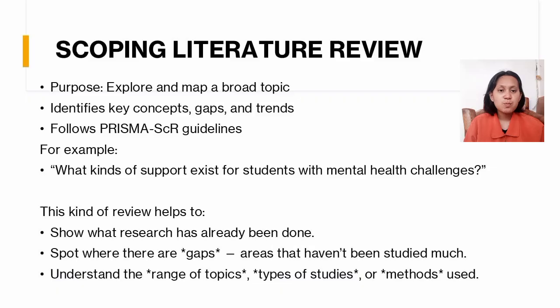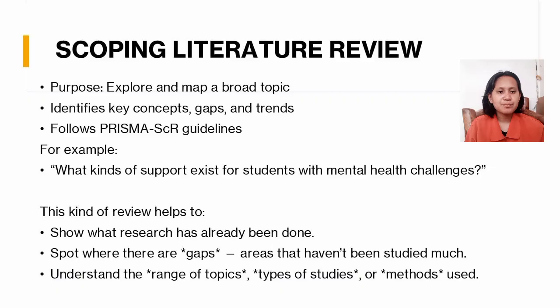Next, we have spot where there are gaps. Gaps, these are areas that haven't been studied much. So by systematically mapping the existing research, the review identifies the areas that are least explored or completely missing. So these gaps could be specific types of support, particular student populations or geographic regions. By highlighting these gaps, it is crucial because it points to opportunities for future research where new studies could have the most impact.